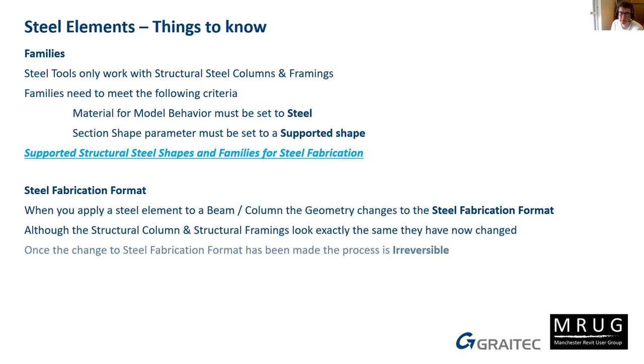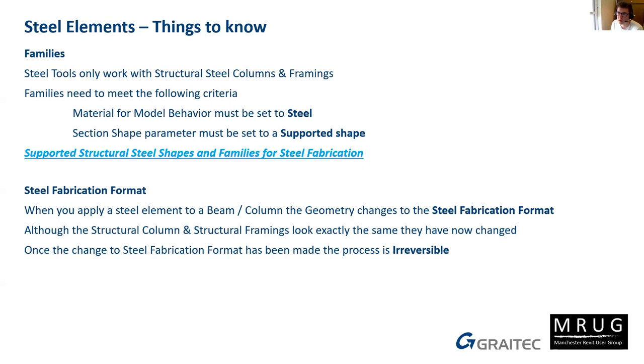So if you are looking at these steel connections, even if you delete a connection, the framing or column is still a structural fabrication format. The only way to reset it is to delete and remodel the beam or framing. I have seen a few people on the Autodesk forums who didn't realize that until the end, and when I tell them they've got to remodel it, they're not happy. So I'd rather tell you all now up front.